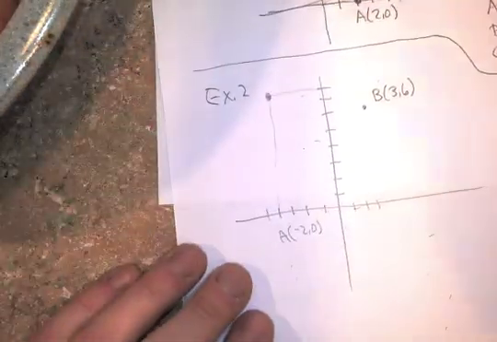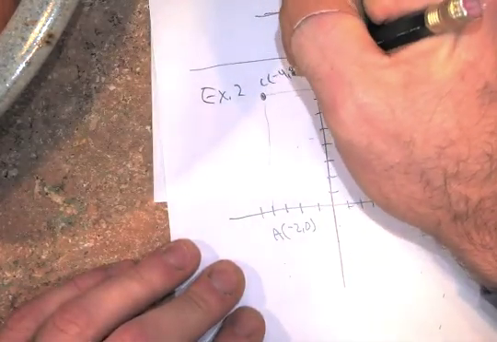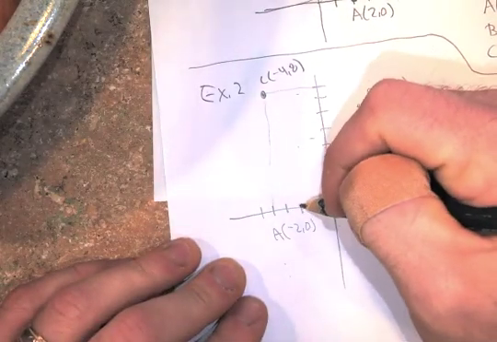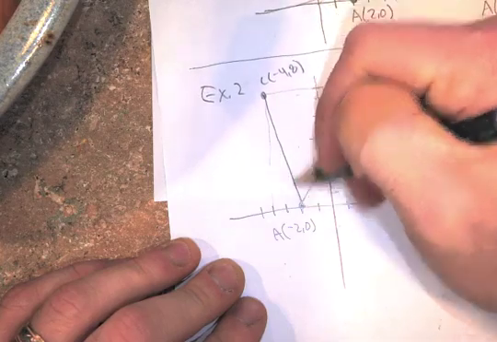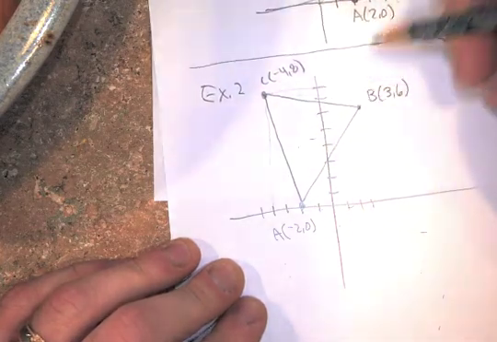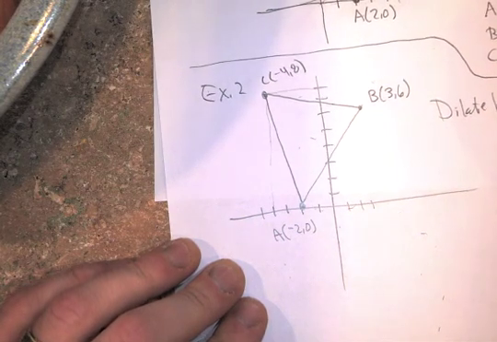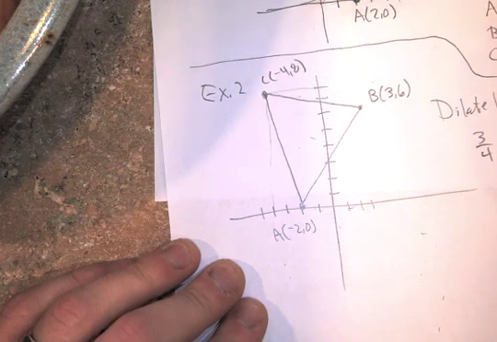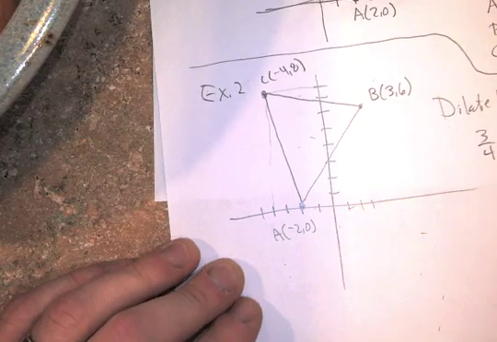So negative 2, 0, 3, 6, and C will say negative 4, 8. Okay, we're going to dilate this one here by a scale factor of 3/4, centered at the origin. Again, all that means is you can just multiply.